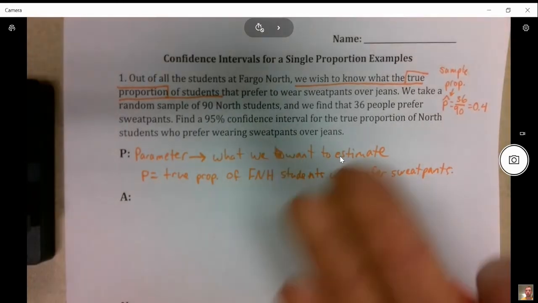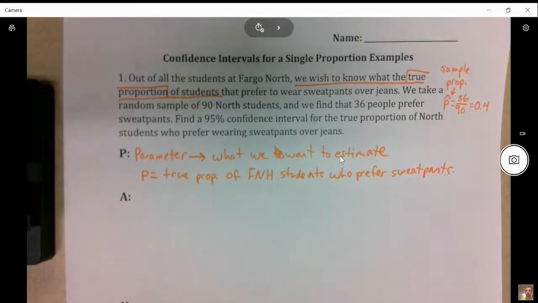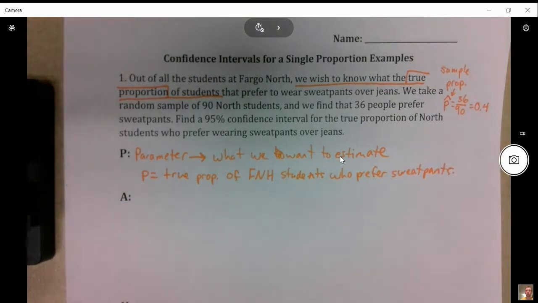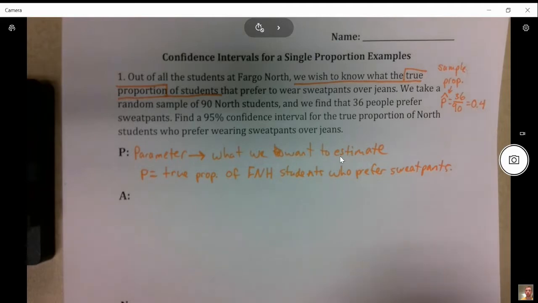Now, before we're able to find a confidence interval, our next step is to check some assumptions, and this will verify that the conditions for inference are met. In other words, we want to verify that we can actually use the normal curve to make a confidence interval, okay?